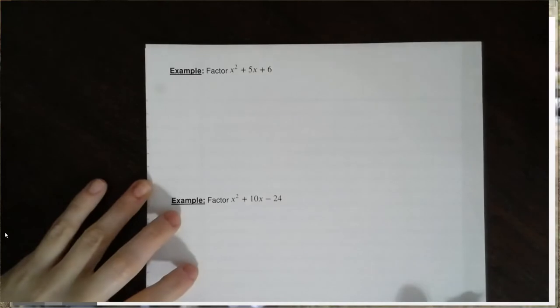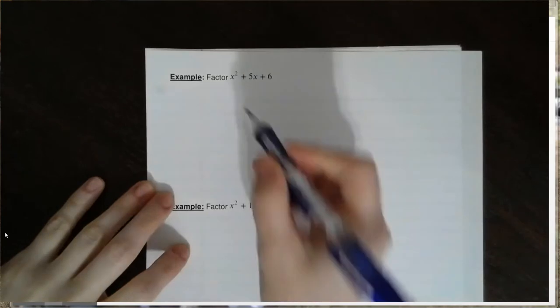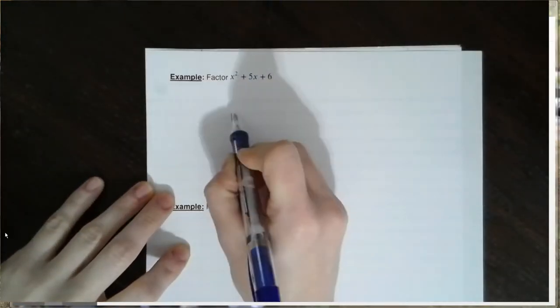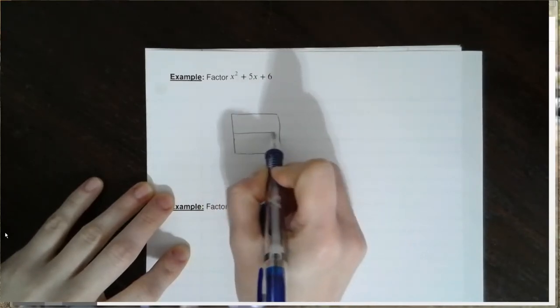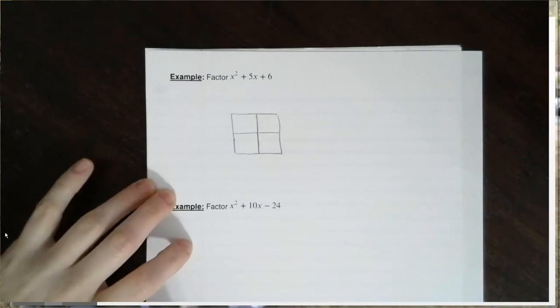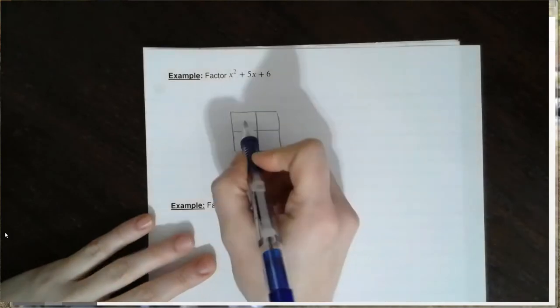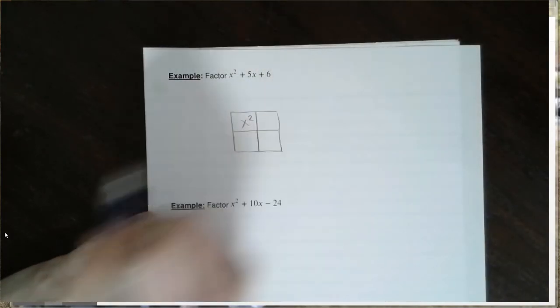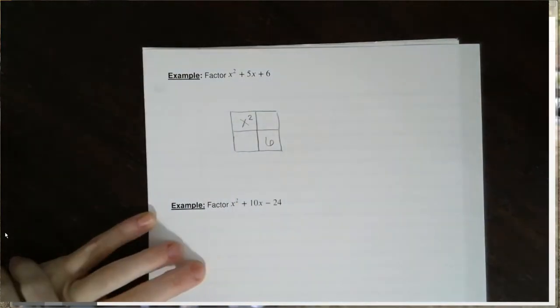So we're going to do X squared plus 5X plus 6. And again, this represents the interior of our box. So our goal will be to find the exterior, or the binomials that when I multiply these together, give me X squared plus 5X plus 6. So the X squared term will always go in my top left corner, and my single digit units, my constant, will always go in the bottom right hand corner.